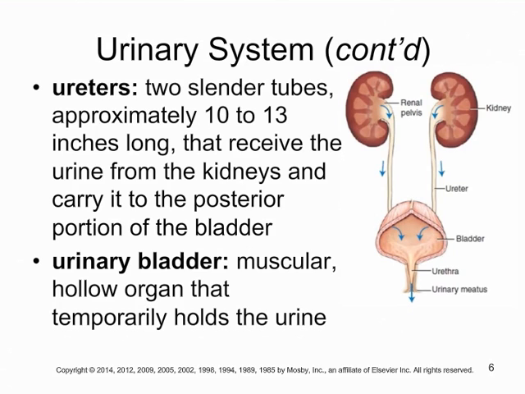After the renal pelvis come the ureters, or ureters, depending on how you want to pronounce it, which is basically just a slender tube, about a foot long, and it serves as a passageway for the urine to go from the kidneys into the bladder. The bladder itself is a muscular, hollow organ. Its job is just to be a bag to hold urine.